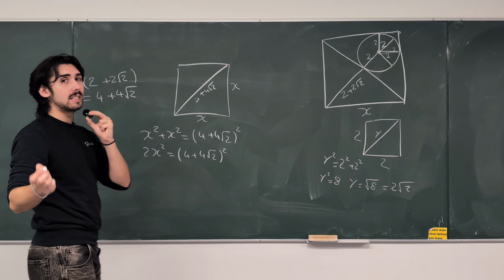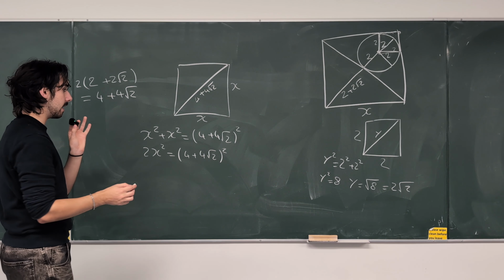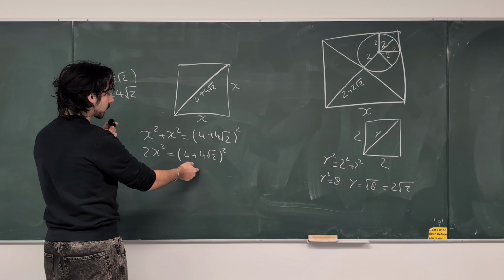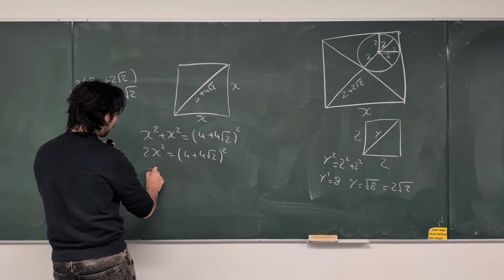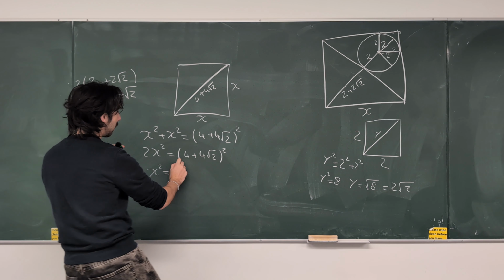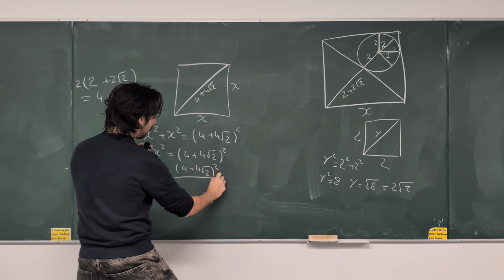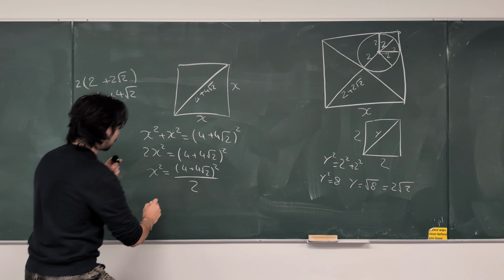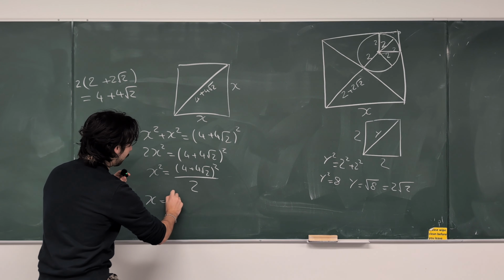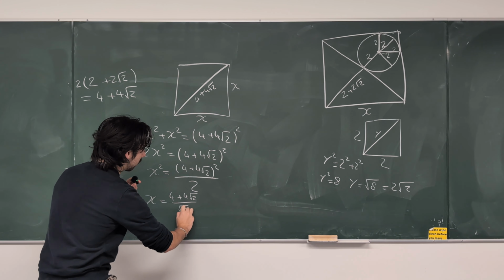Now you might be slightly tempted to expand this out, but I wouldn't do that. That's not a good idea. It's something squared equals something squared, which is good. So I'm going to divide both sides by 2. So x squared is (4 plus 4 root 2) squared divided by 2, and now I'm going to just take the square root on both sides. That means that x is (4 plus 4 root 2) divided by root 2.